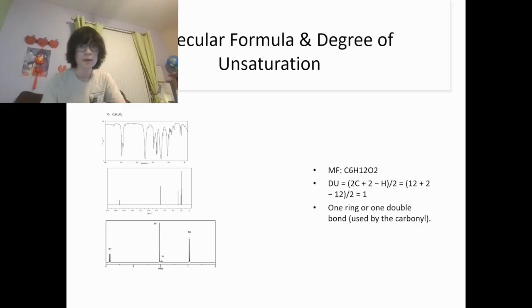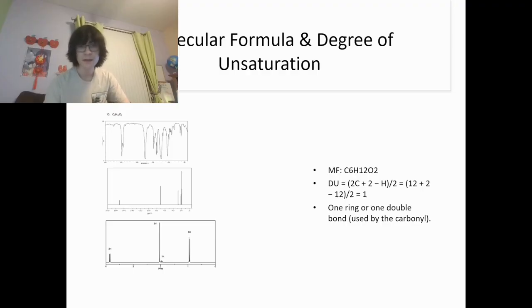So, the first slide will be the molecular formula and degree of unsaturation. The molecular formula for this IR spectrum and everything else here is C6H12O2. And the degree of unsaturation formula will be 2 times the number of carbons plus 2, minus the total amount of hydrogens, divided by 2. And as you see here, you get 12 plus 2 minus 12 divided by 2, and then you get 1.